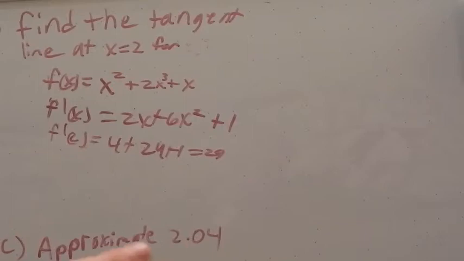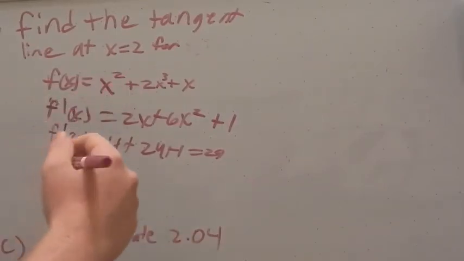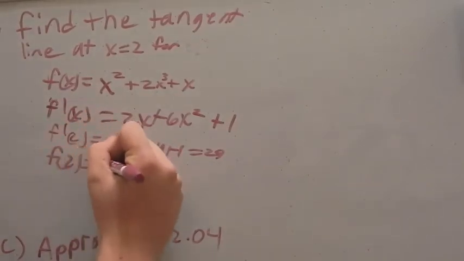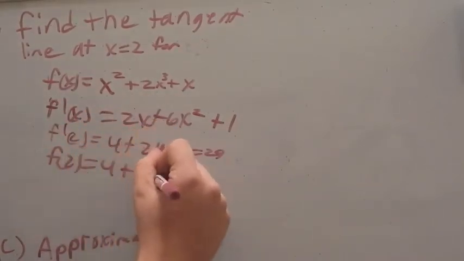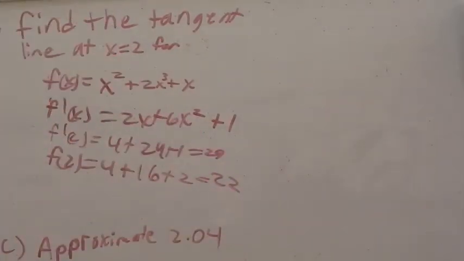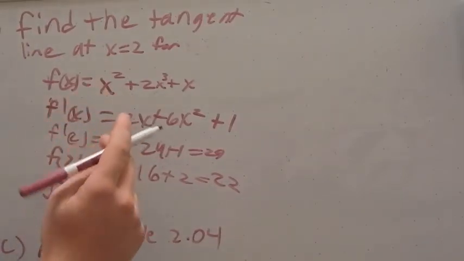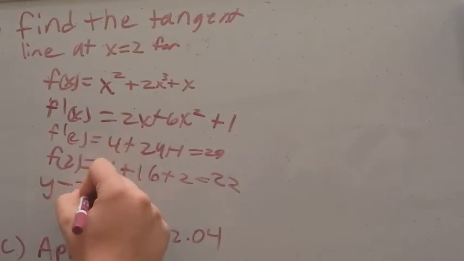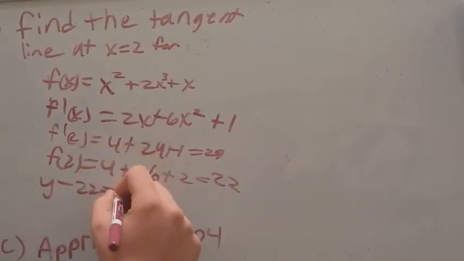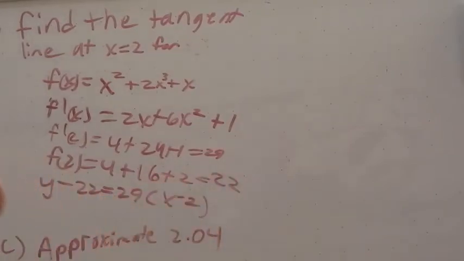And like I taught you before, in order to find the y value, you just plug 2 into the original equation. So you have f of 2 equals 4 plus 16 plus 2, which would be 22. So now you can just set up the equation. So that's very simple. Y minus 22 equals 29 times x minus 2. So it's very simple, very easy for that step. We'll convert it in the next step.